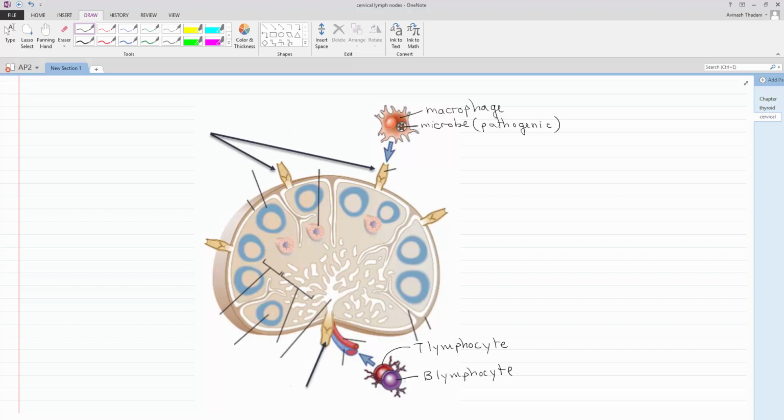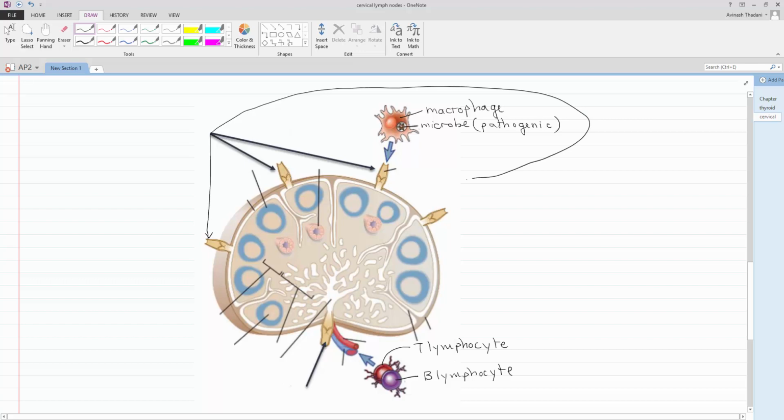So all these ones over here, and I'm going to have to draw a very long arrow, these are all afferent vessels. So afferent because it's going towards the lymph node.